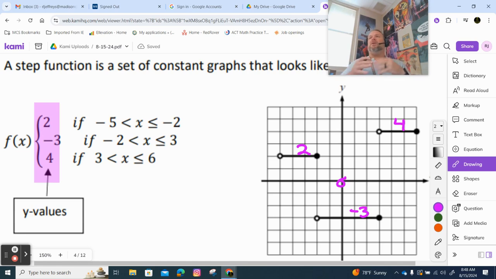Now, as far as having problems dealing with these step functions, all you're going to have to do is match the jibber jabber with the graph. And we only focus on the y values. Okay.